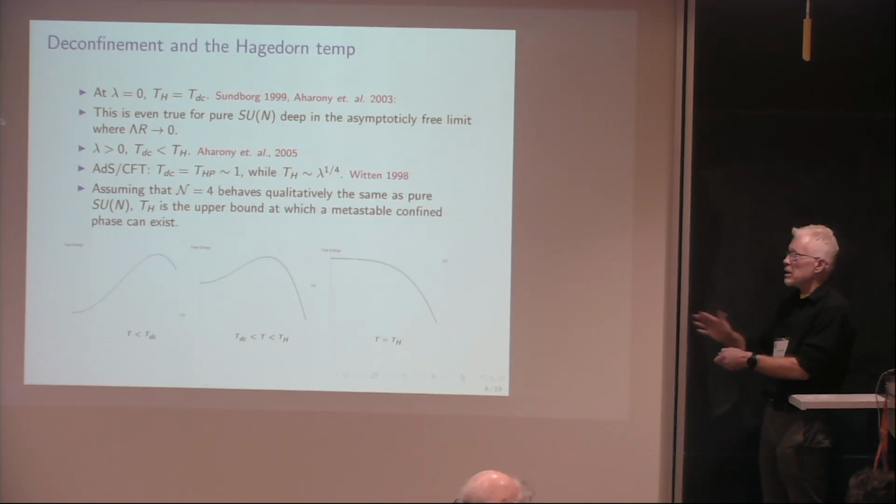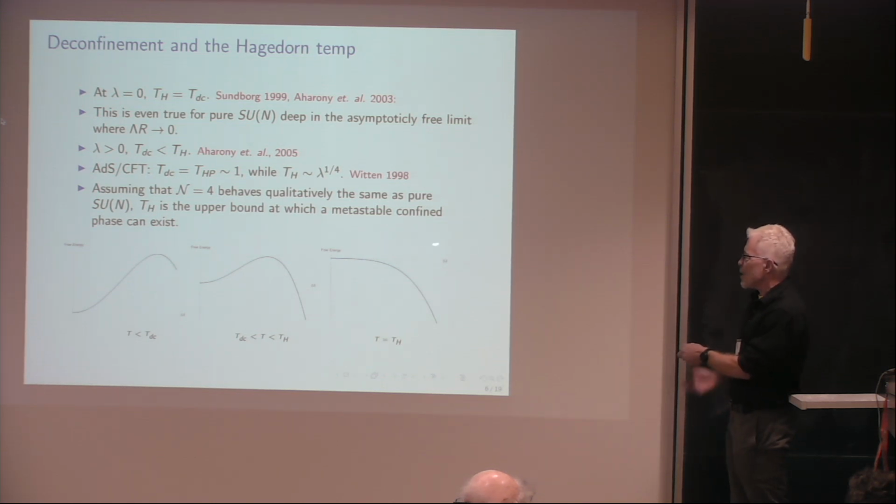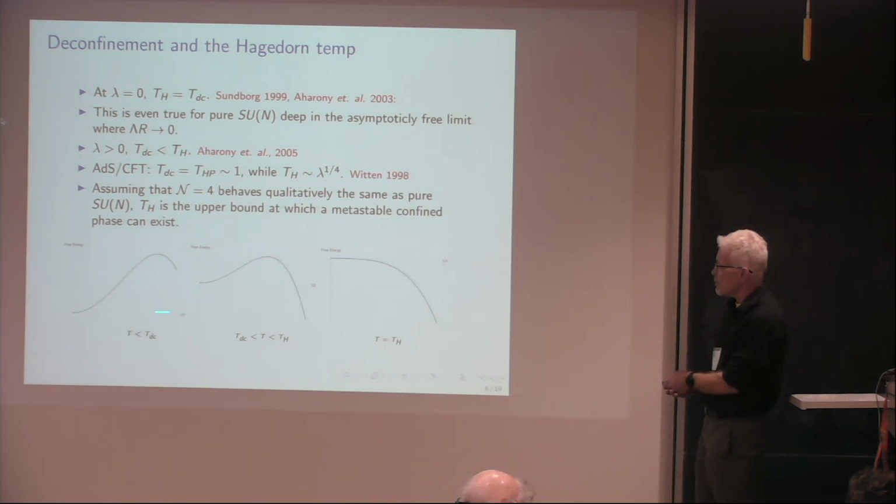So anyways, assuming that n equals 4 behaves qualitatively the same as pure SU(N), this Hagedorn temperature is basically the upper bound at which a metastable phase can exist. So you should think of the picture this way. We have some order parameter phi, which is more or less the Polyakov loop order parameter.